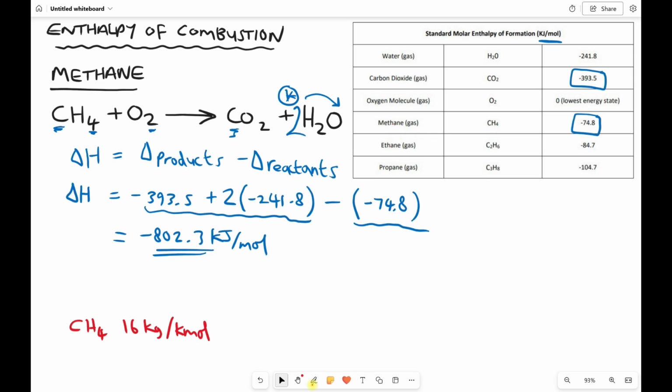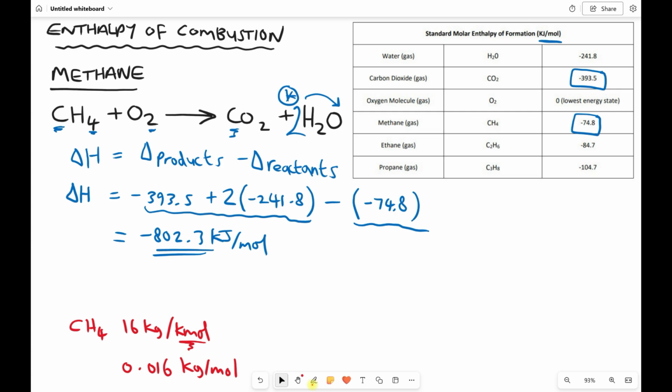We need to take a little bit of care here because this energy value that we've calculated is the amount of energy in 1 mole, whereas this value of 16 kilograms is the mass for 1,000 moles. But if we divide that by 1,000, then we get the molar mass of methane as 0.016 kilograms per mole. So now we have something we can work with.